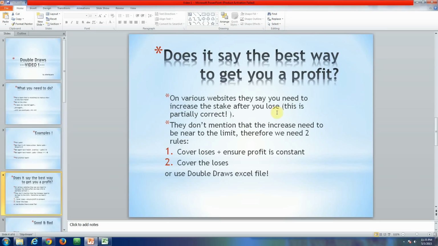What is not good, and this is why I say it is the best way to get you a profit? In most of the websites, it will not show you the best way, because it will say that you need to increase the stake with some amount. They don't calculate that. So what I did, I calculated and I put 2 rules for this strategy. The first rule is cover the losses and ensure the profit is constant. And this is why I calculated the bet so that the profit is constant.